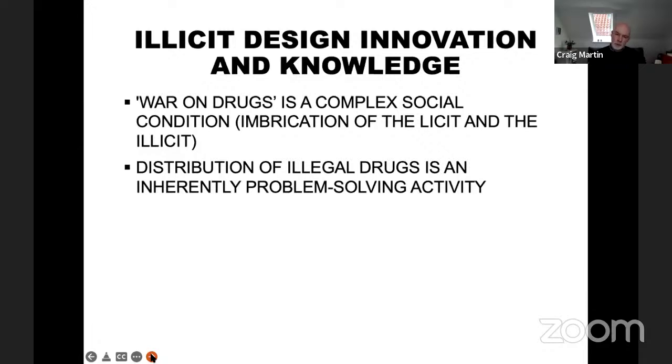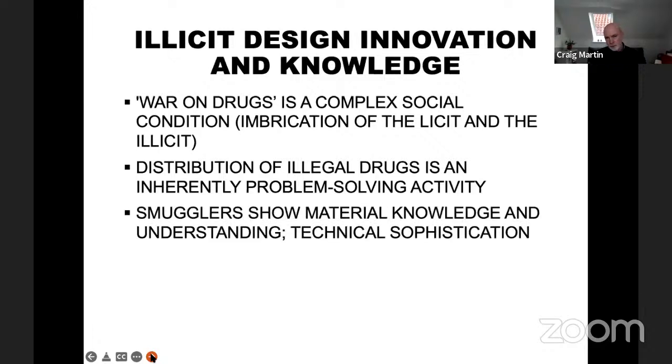Second, I think there's something interesting about the distribution of illegal drugs as a problem-solving activity, i.e. the transportation of something from A to B. In many ways, when we think about design as a problem-solving activity, even though I have issues with this, there's something akin to this in terms of how we're trying to solve a particular material issue or a particular logistical or systemic issue.